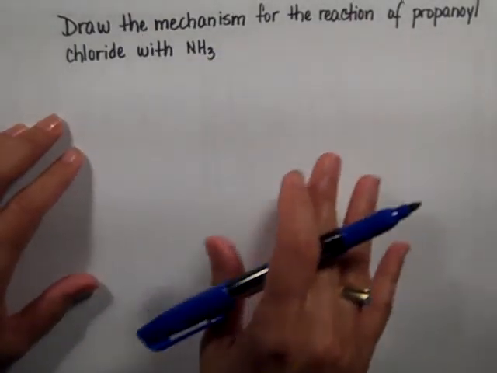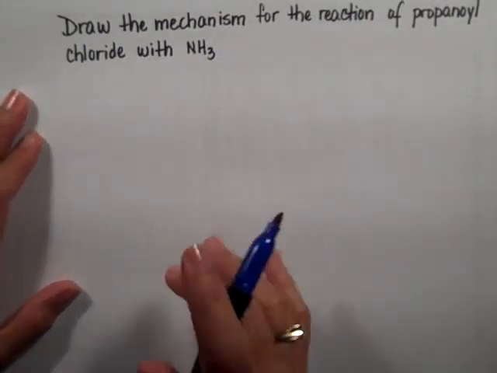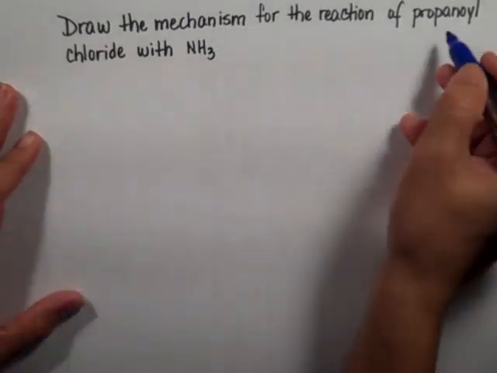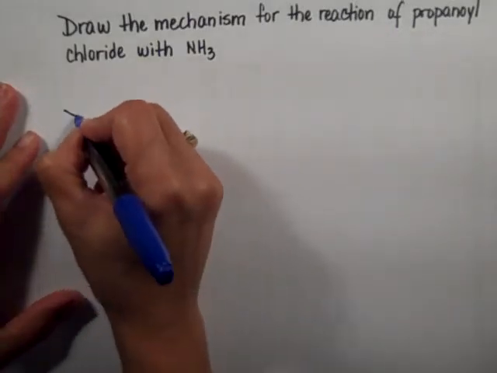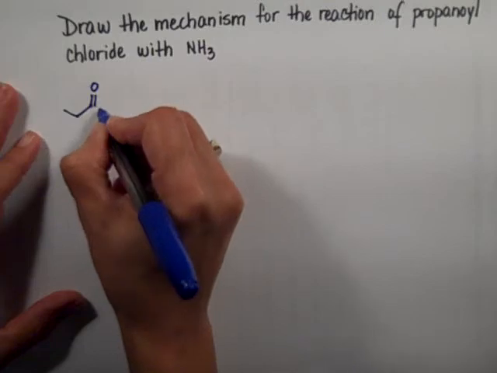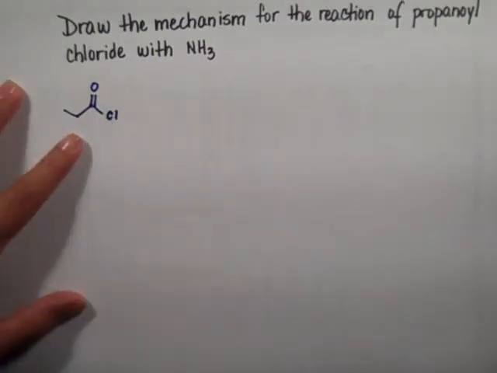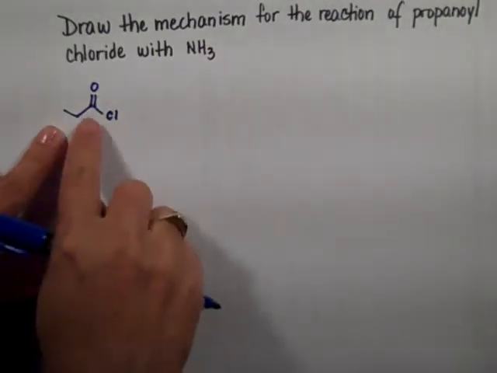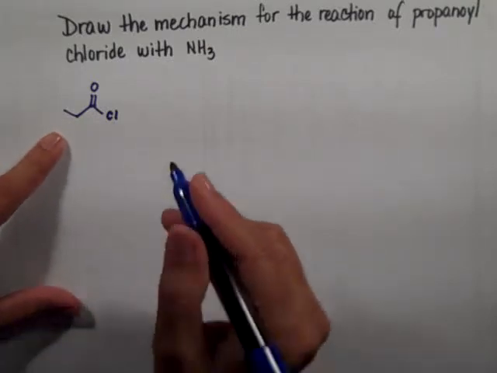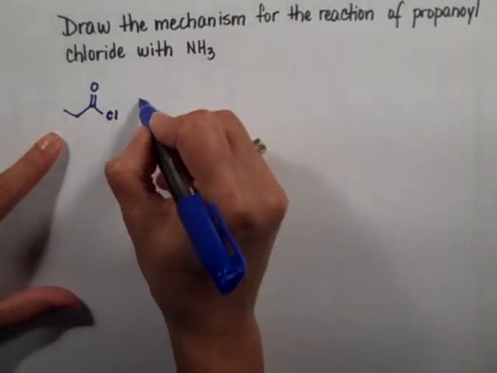Now we're going to draw the mechanism for the conversion of propanoyl chloride with ammonia. So we have propanoyl chloride, three carbons and the chloride right there. And we're going to do this reaction with ammonia.